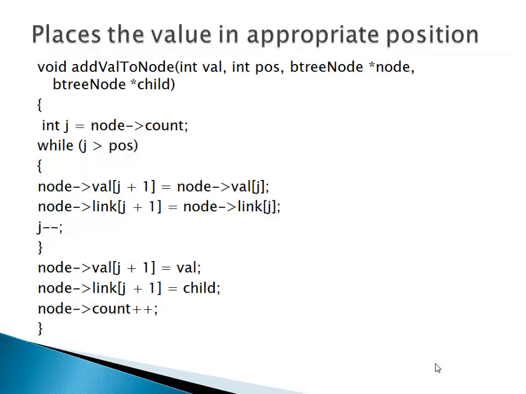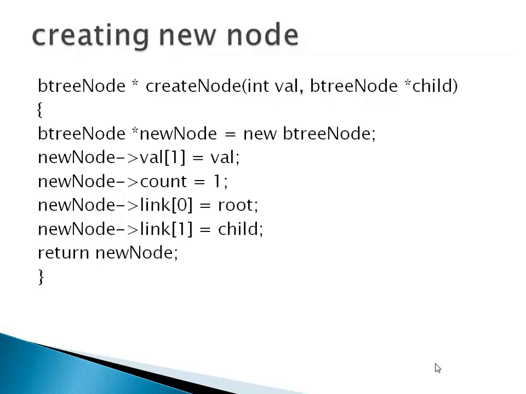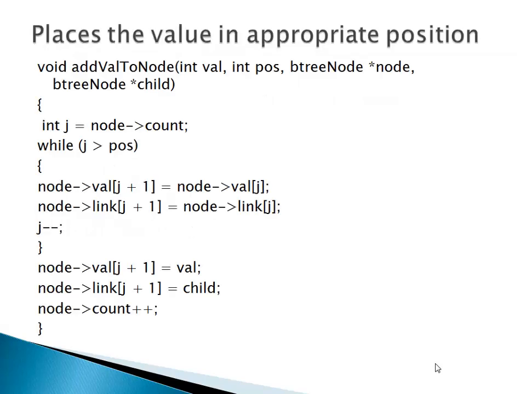Placing the value in the appropriate position. This is a function to create a new node and now this is a function to add the value to the existing node. So the function is add value to node. Int j equal to node of count, that is the current count is stored in j, while j is greater than position, node of value of j plus 1 equal to node of value of j, that is moving the value from j to j plus 1, moving to the right. Similarly the link also. Now inserting the value at j plus 1: the new value is added at node of value of j plus 1 equal to val and link of j plus 1 is equal to child. Now increment the count of that particular node.